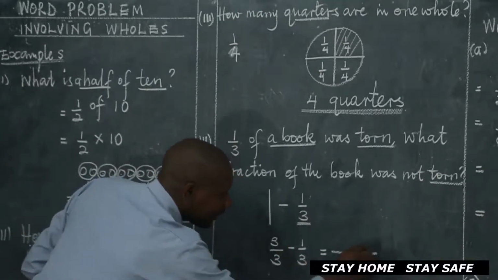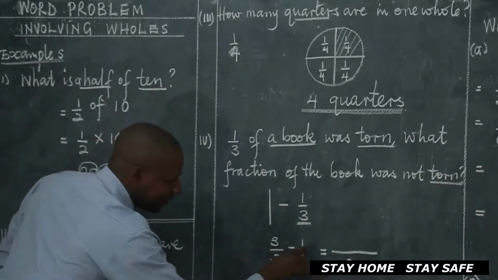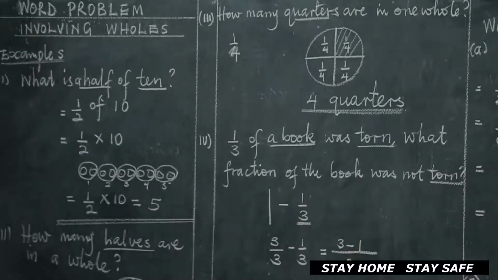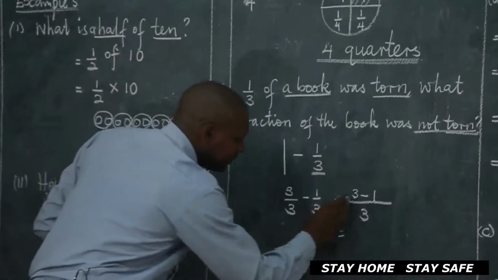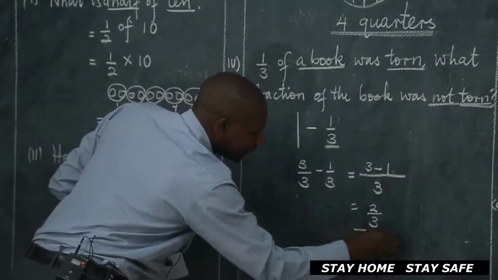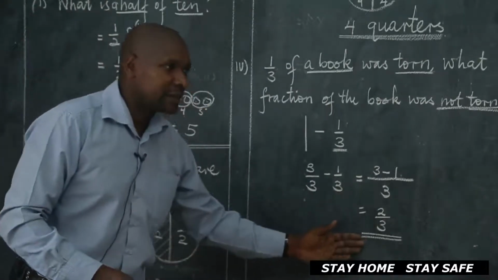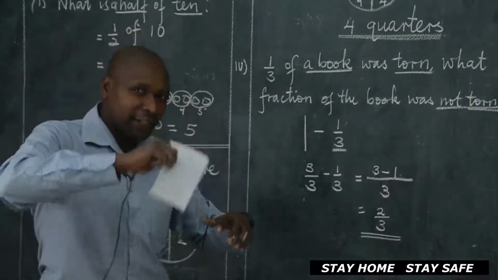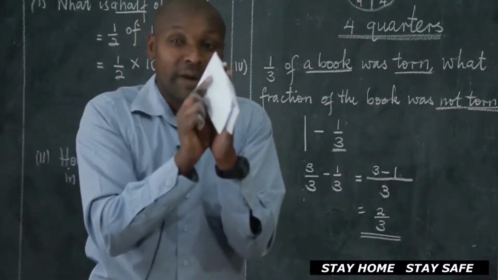So we shall have, let's keep the common denominator, subtract the numerators. 3 take away 1. And the fraction that we are going to remain with will be the fraction that was not torn. Okay? So 3 minus 1 is 2. And this is out of 3. Full stop. The fraction that was not torn is 2/3. The fraction that was torn is a third. What if I combine the fraction which was torn and the fraction which was not torn? I will come back with a whole book, okay?